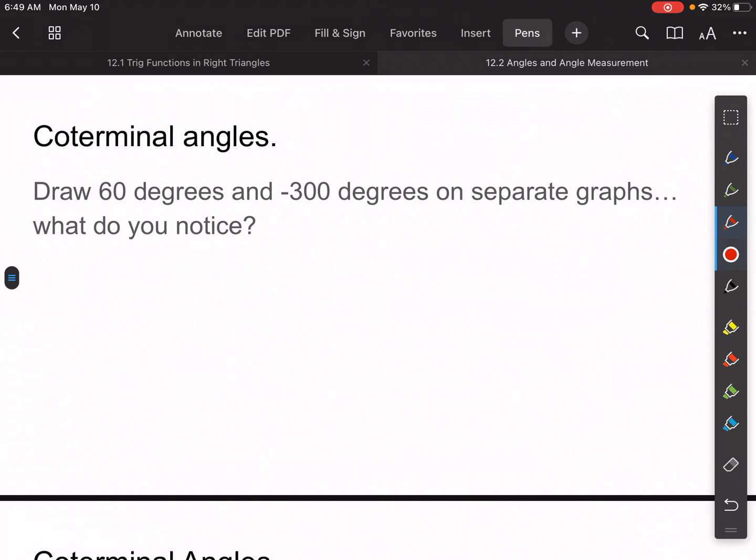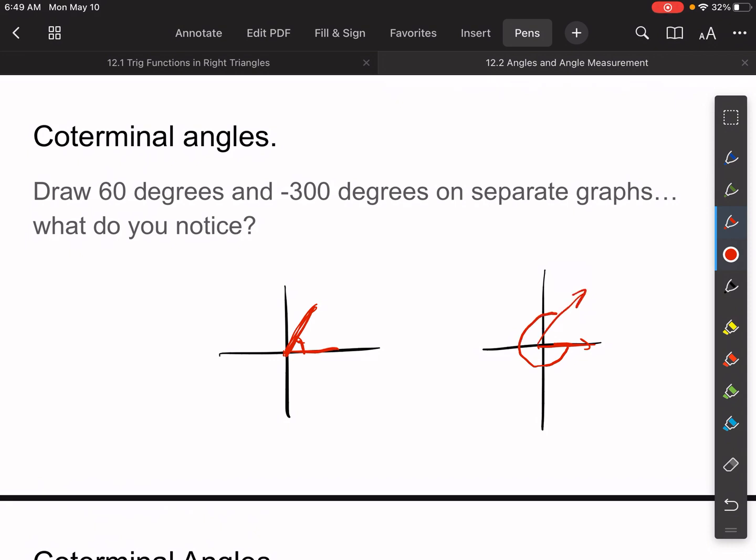And then next we have coterminal angles. It says draw 60 degrees and negative 300 degrees on separate graphs, and what do you notice? So here we go. If we have 60 degrees, it's like this guy right here. But then if we drew negative 300 degrees, we would start here and go in the negative direction, and negative 300 degrees puts me right here. So it's the same angle. One is going in the negative direction, one's going in the positive direction. Those are called coterminal angles.